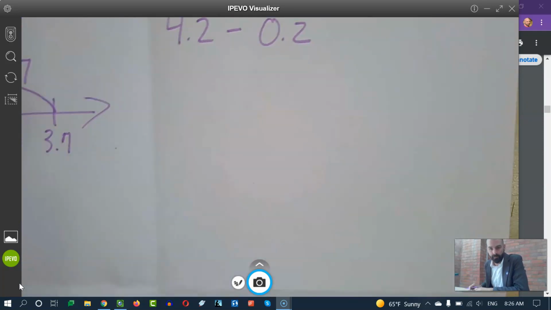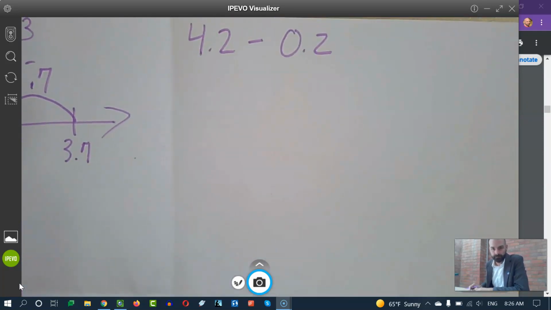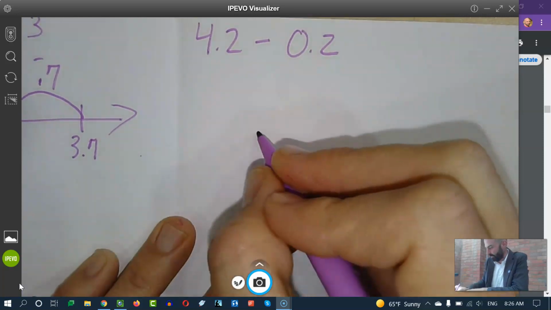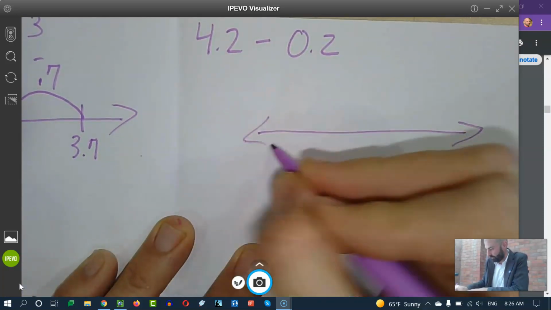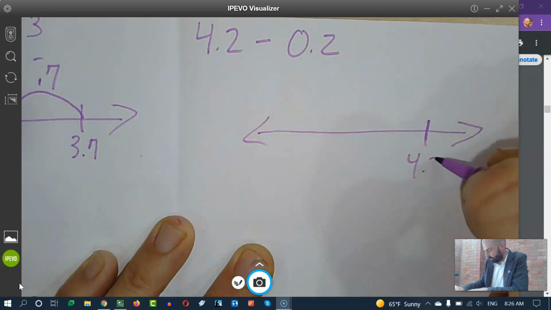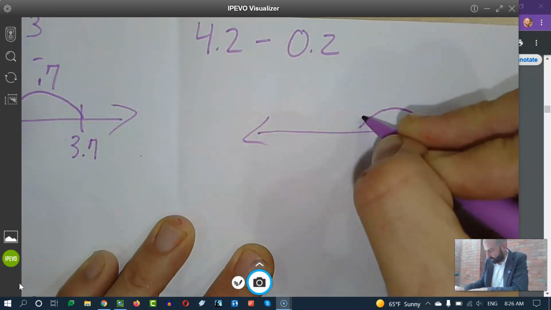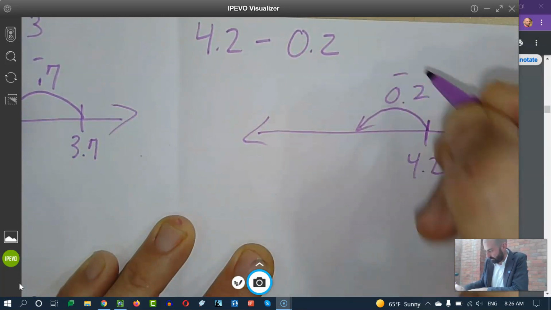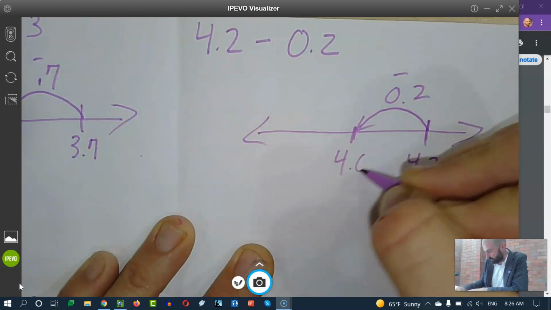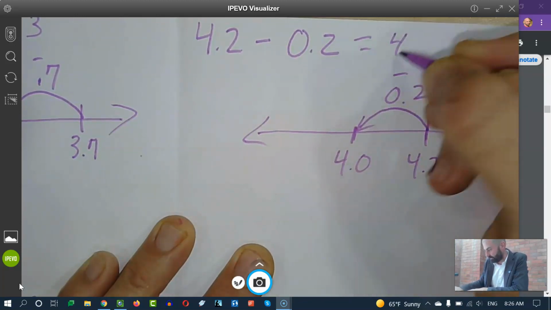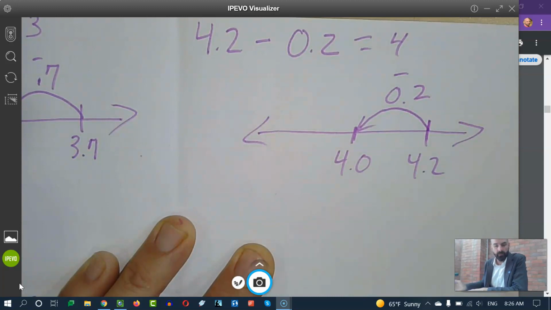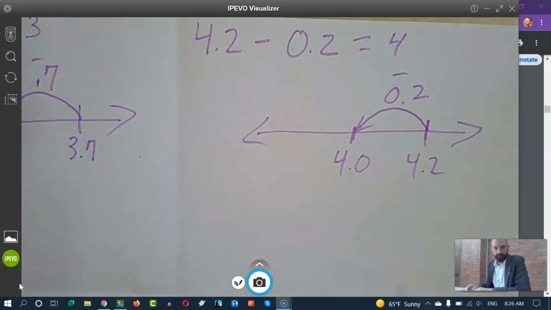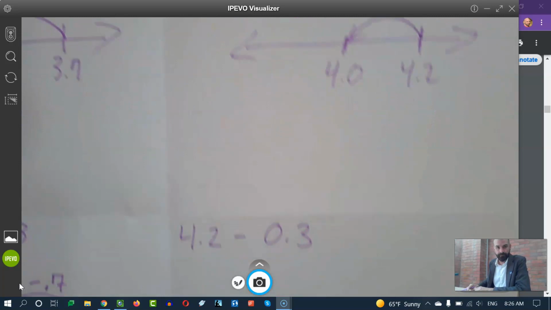4 2/10 minus 2/10. All right, well, hopefully you saw that pretty quickly. We have 4 2/10. We are removing 2/10 to get us to 4 even. So 4 2/10 minus 2/10 equals 4. Let's look at the next problem.